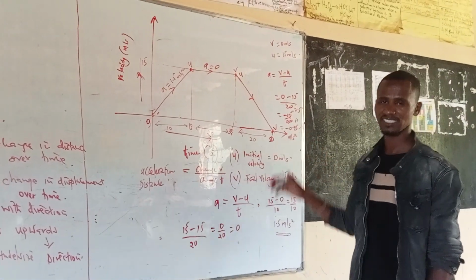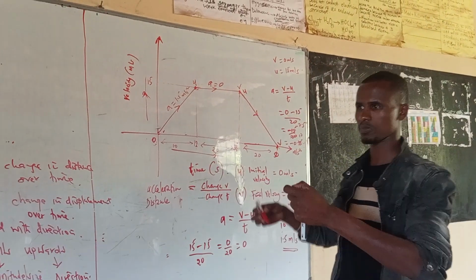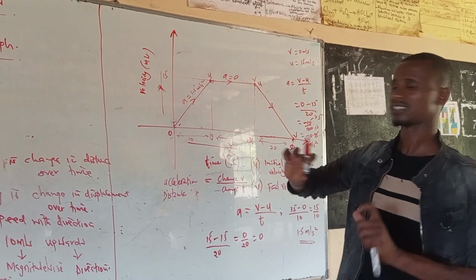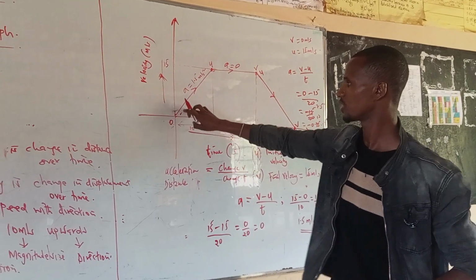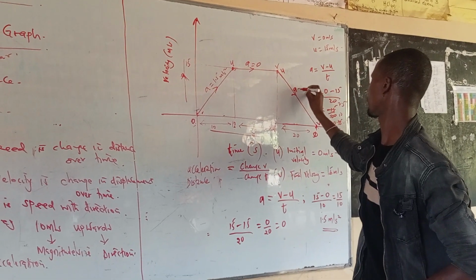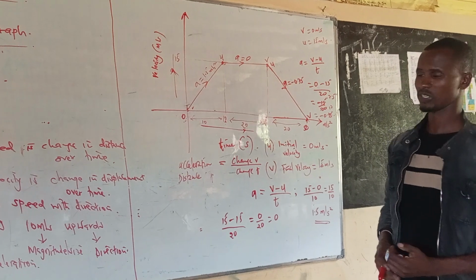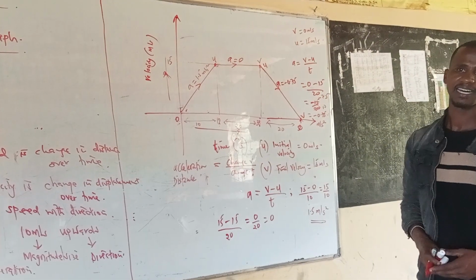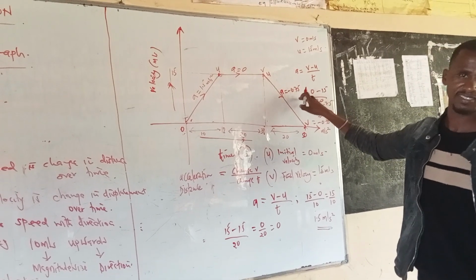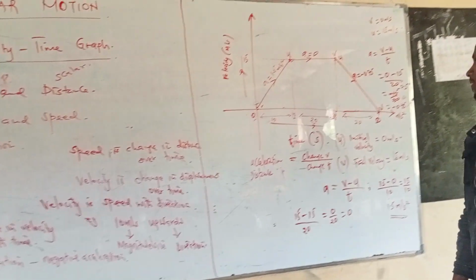But you can see that it is negative. It is negative because the speed is decreasing. The earlier one was increasing, that's why it is positive. So acceleration here is negative 0.75. We say that negative acceleration is called retardation or deceleration.